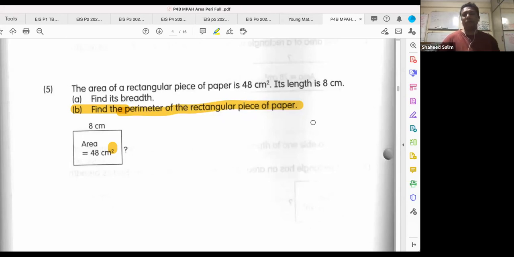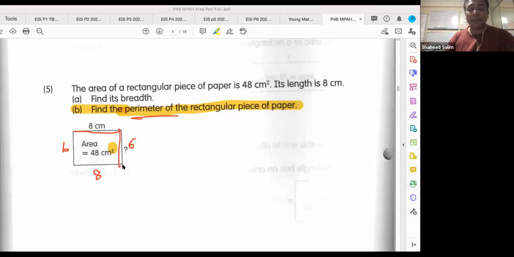Cannot, Putra. Okay, come, Neris. This is for you. 8 times 6 equals to 48. How to find the perimeter? Very easy. Your friends have forgotten. This is 8, this one also 8. This one 6, this one 6. So find the perimeter. What's the perimeter? 8 plus 6 plus 8 plus 6.